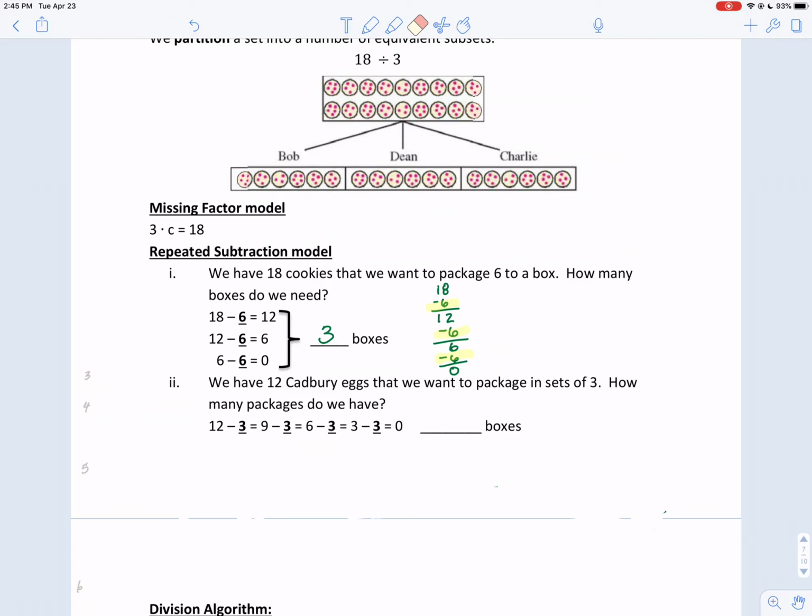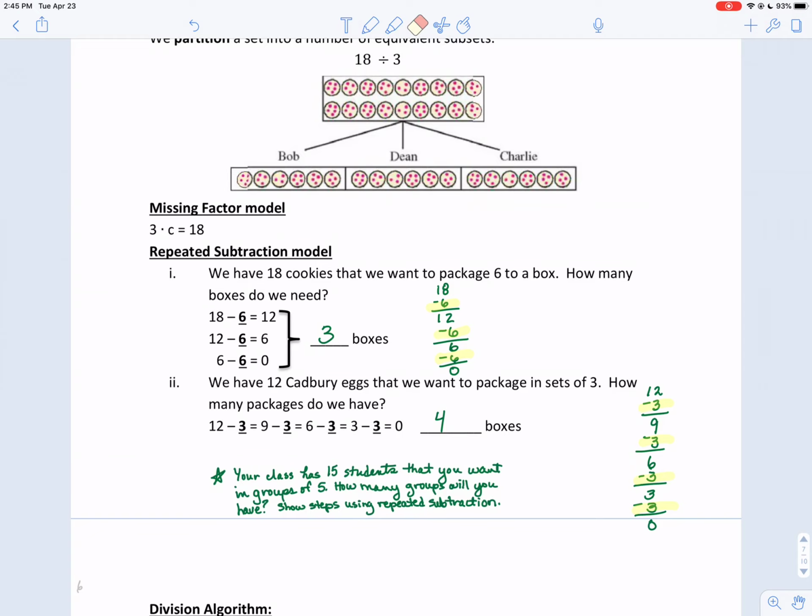Now we've got Cadbury eggs, 12 of them, and we want to package them in a set of 3. So we do the same thing. We're going to subtract 3 until we have none left. And we've subtracted 3 4 times. So we have 4 packages of Cadbury eggs. I'd like you to do this problem for class.